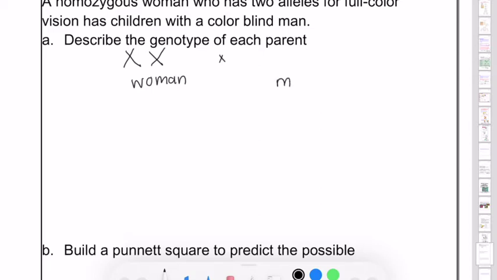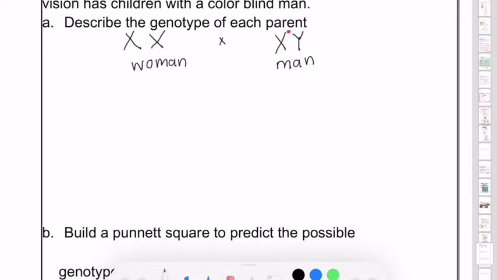And the man, and she has children with a colorblind man. So describe the genotypes of the parents. Well, they're all XYs, and I've been using a dot to signify that the X is carrying colorblindness. So that's a colorblind man, and then XX without any dots would mean she's full color vision.